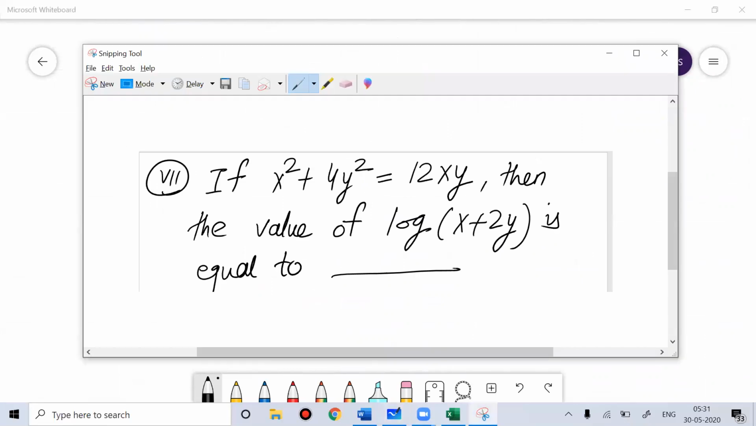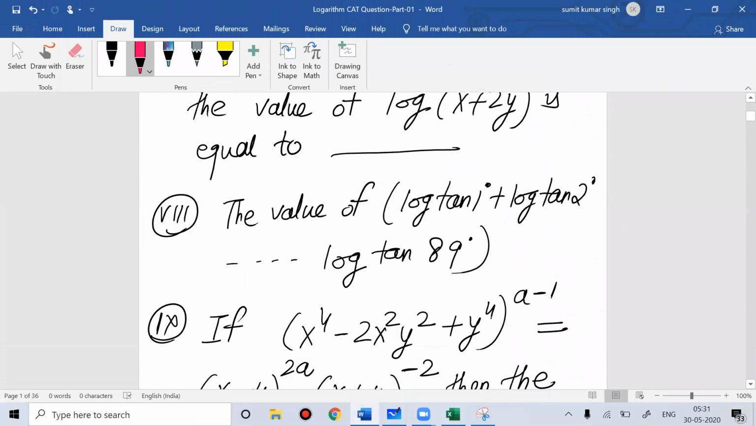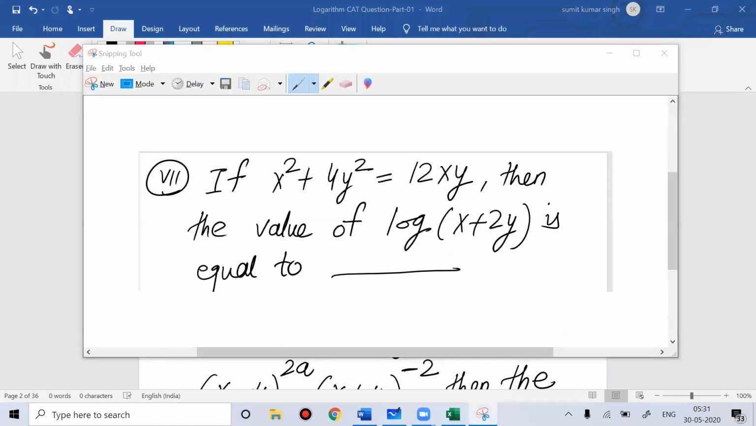Now next question. It's a very good question: log of tan 1 degree plus log of tan 2 degree till log of tan 89 degree. To do that, the basic concept of trigonometry is important for us. I believe everyone knows that tan theta is equal to cot of 90 minus theta.